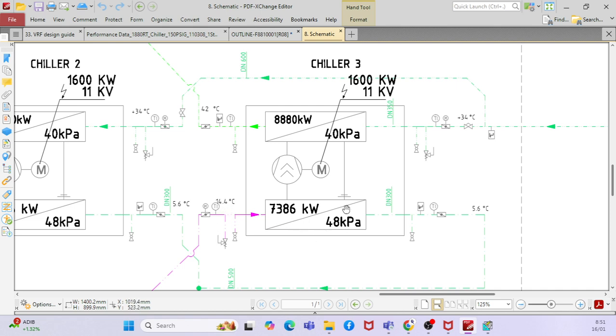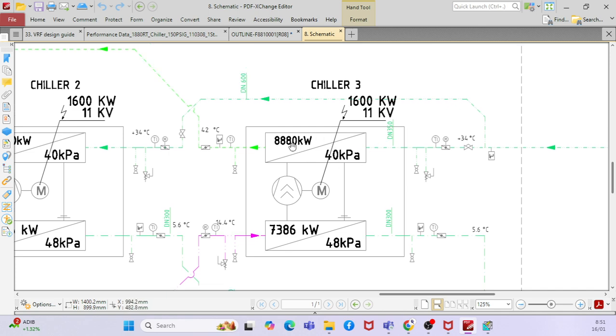This is the evaporator, and this is the condenser. So it will leave at 42 degrees Celsius because it absorbs all the heat from the refrigerant circuit. Then it will go to the cooling tower. It will cool down and come back at 34 degrees Celsius.